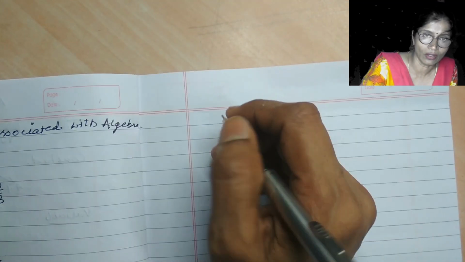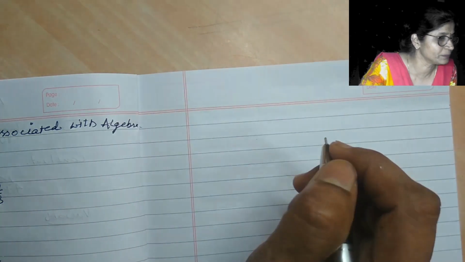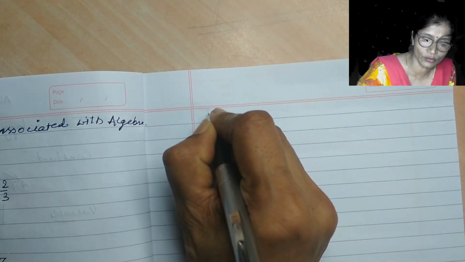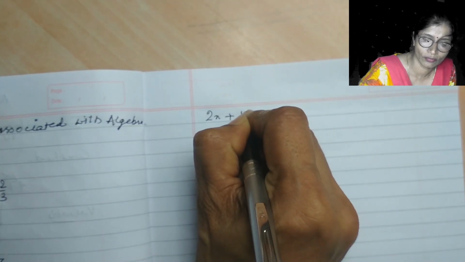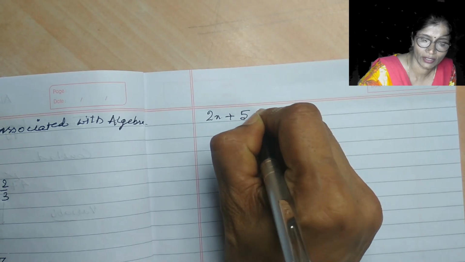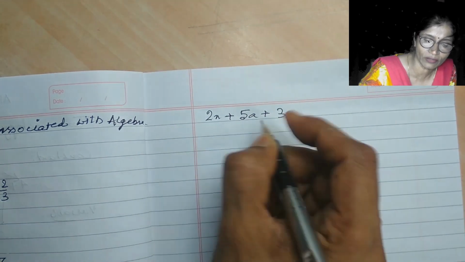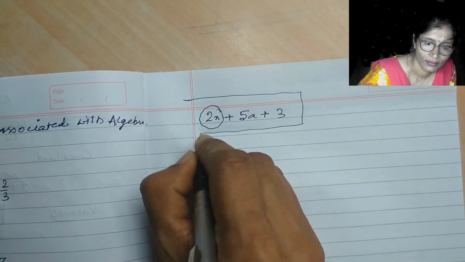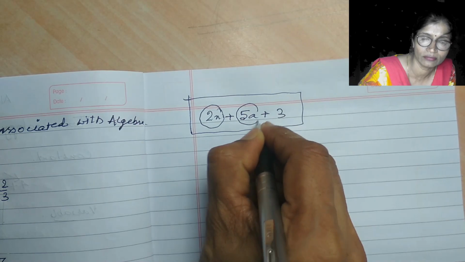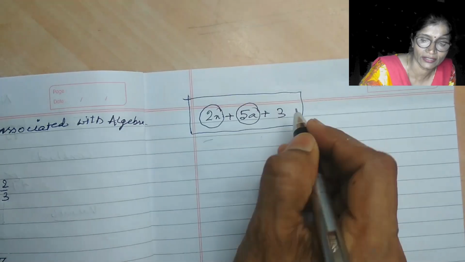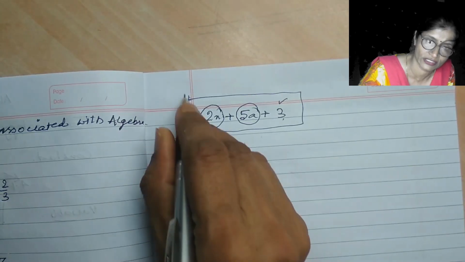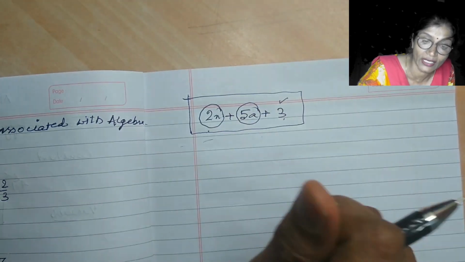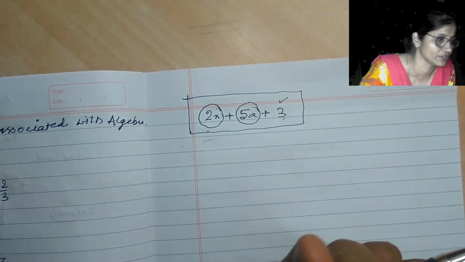Next one is a term of an expression. When I write 2x plus 5a plus 3, here 2x is one term in this full expression, then 5a is another term for this full expression, and 3 is another term for this expression. So individually they are terms of a particular expression.